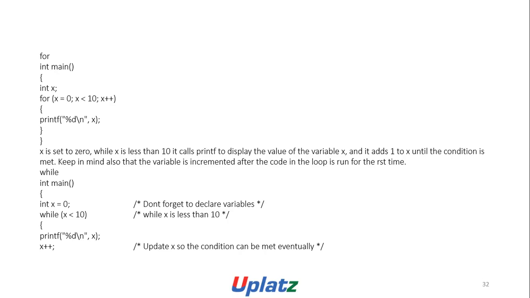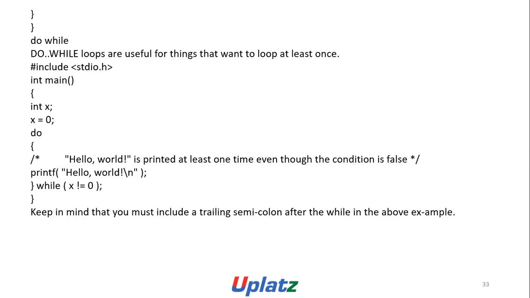While loop: int main, int x = 0; don't forget to declare variables. While x is less than 10, printf("%d\n", x); x++ updates x, so the condition is met eventually. Close the curly bracket.